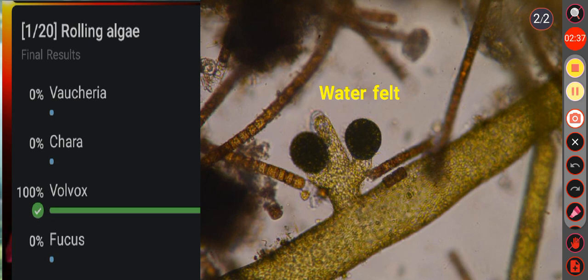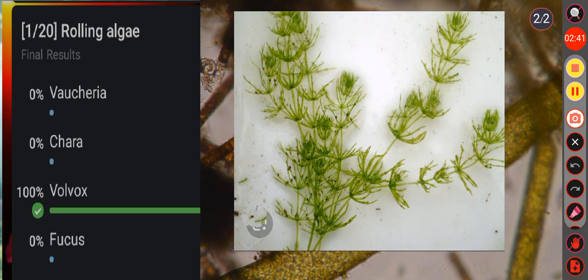Okay. Then option B, that is Chara. We know Chara is a genus of green algae. They are multicellular and superficially resemble land plants because of stem-like and leaf-like structures. Chara is commonly known as stonewort, musk grass or skunk grass.